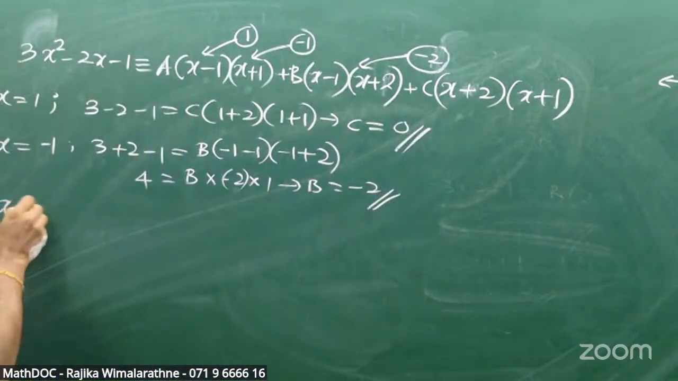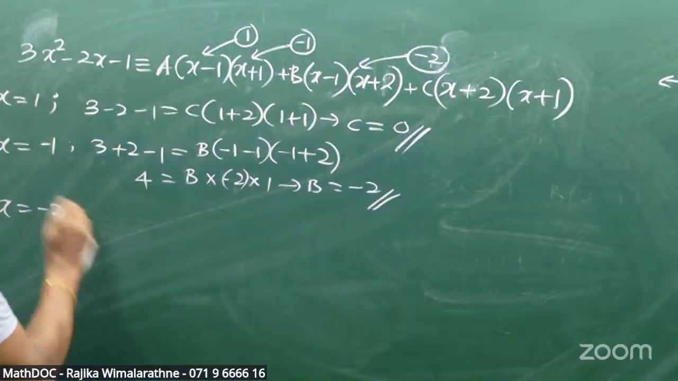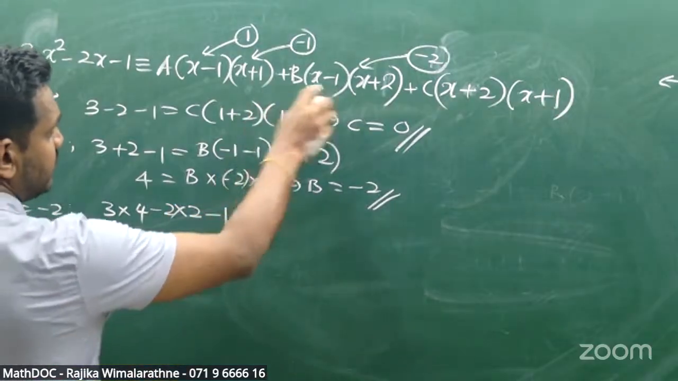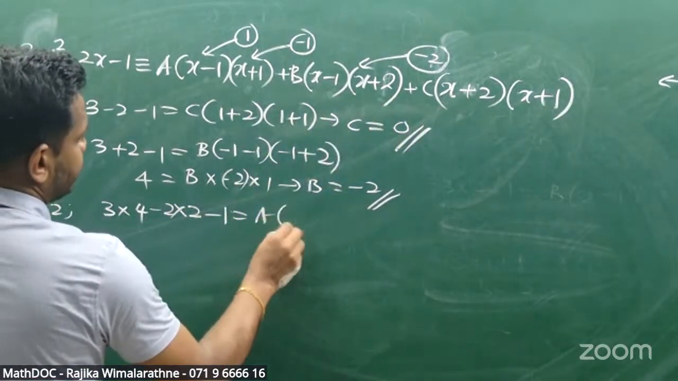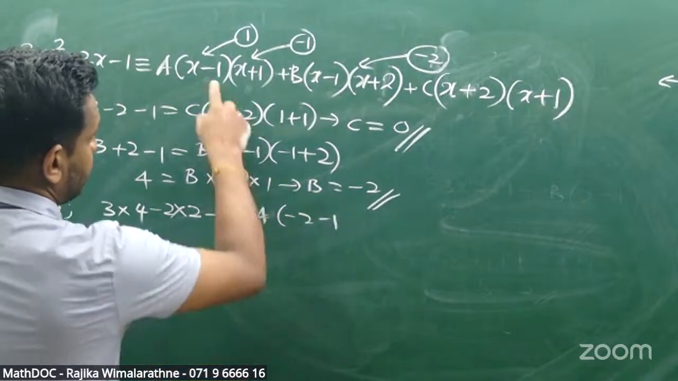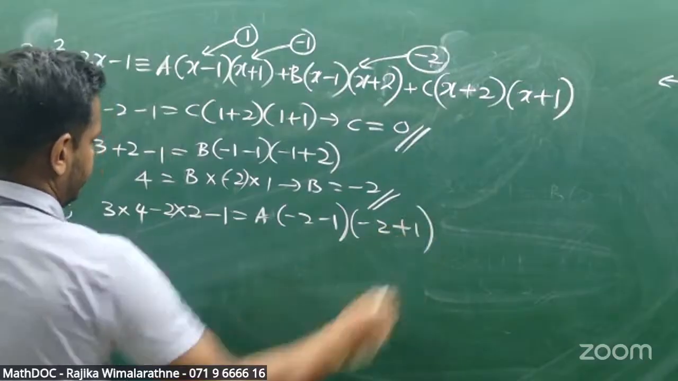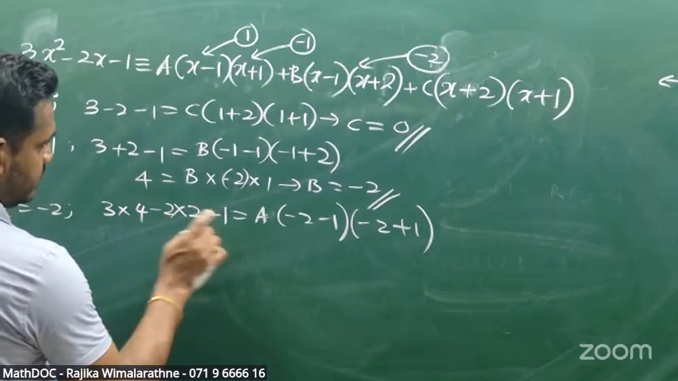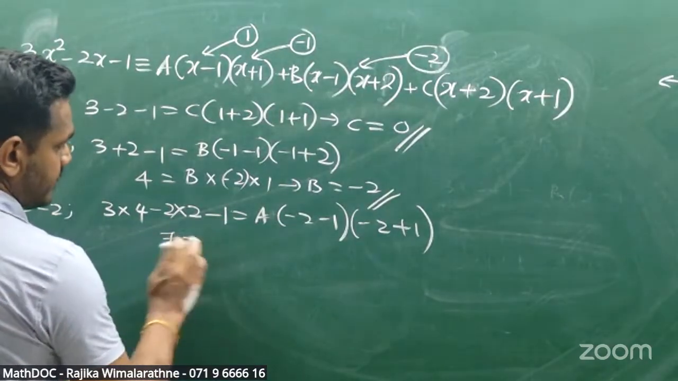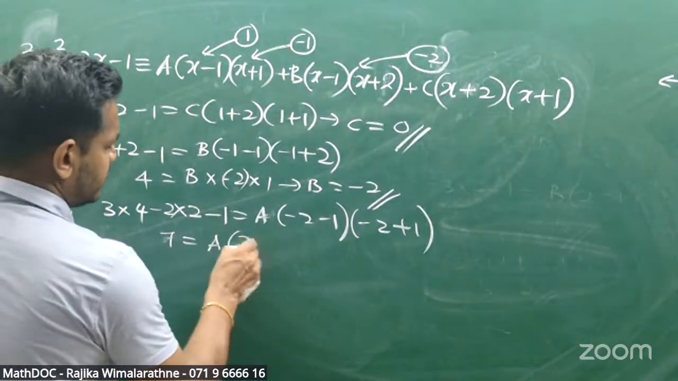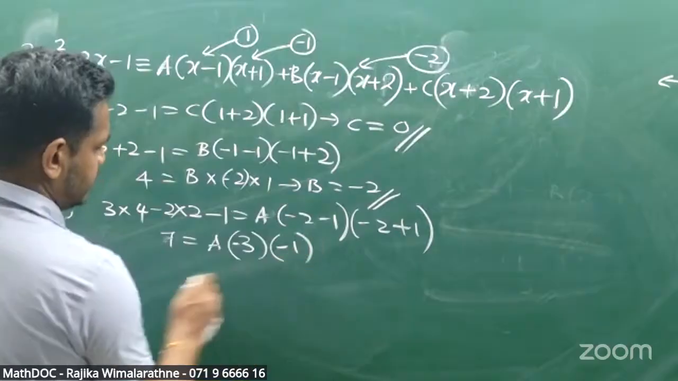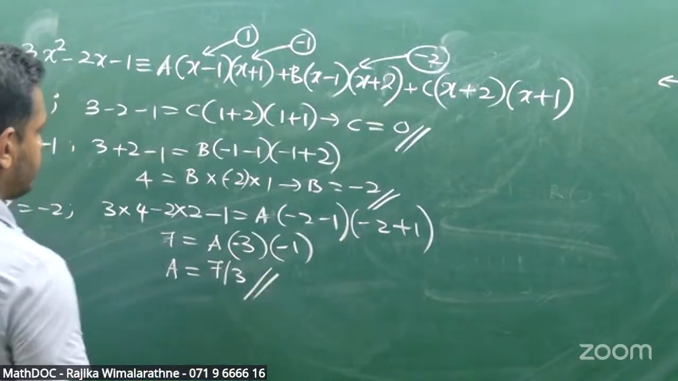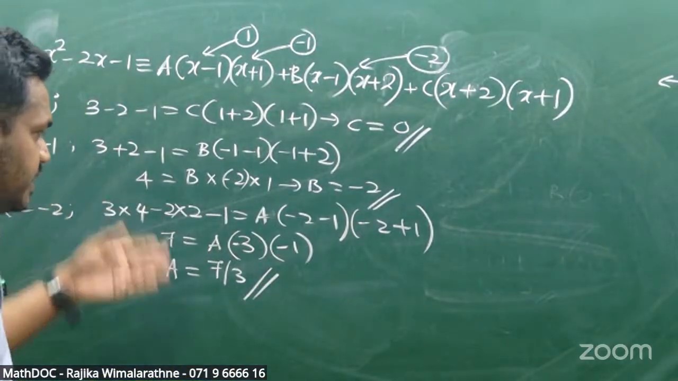Minus 2. Then x equal minus 2. Then here 3 times 4 minus 2 times 2 minus 1. Here 0, there 0. Minus 2 minus 1, minus 2 plus 1. Then 12 minus 12, 8, 7. A into 3 minus 3 into minus 1. Then a value 7/3. A value 7/3. Likewise, you can get the values now.